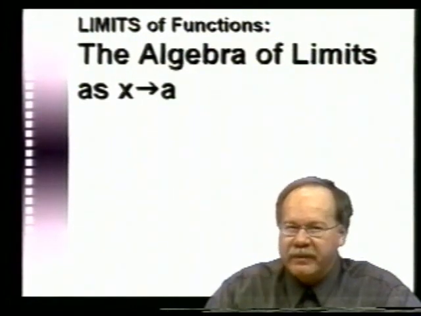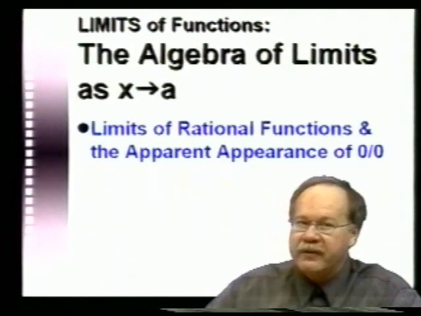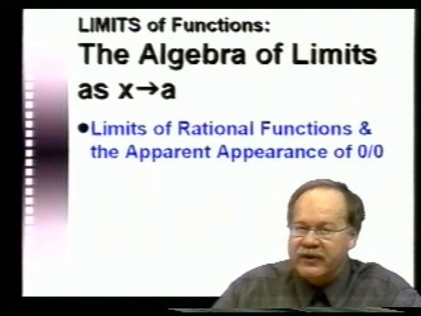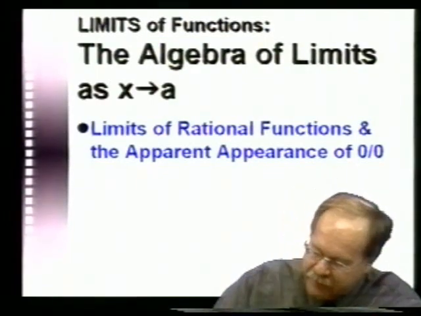Now we'll look at limits of rational functions. We looked previously at polynomials, but now we're going to look at the limits of rational functions and the apparent appearance of 0 over 0, which is an undefined expression. What could that mean? Let's see what happens.